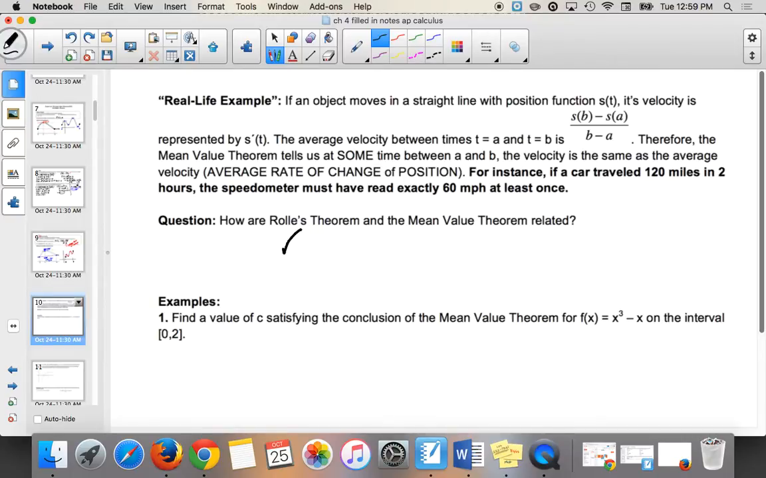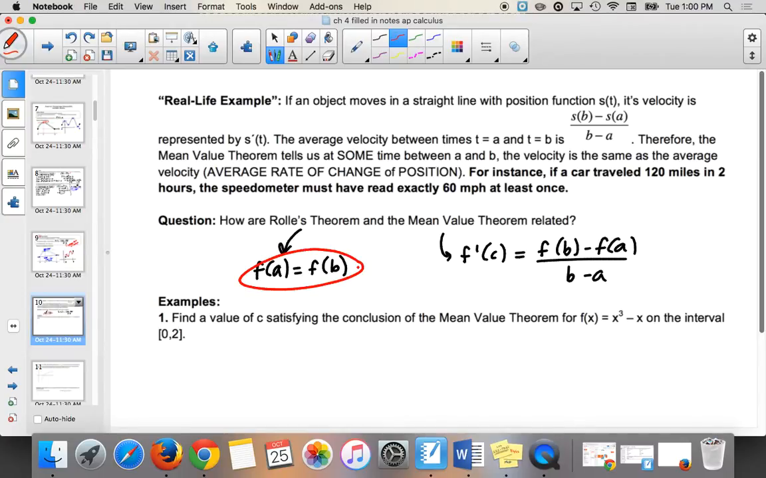So what was special about Rolle's theorem that we didn't have for the mean value theorem? f of a is equal to f of b. The mean value theorem says that f prime of c is equal to f of b minus f of a, all over b minus a. And what if f of a is equal to f of b? What does all of that become? 0. It becomes Rolle's theorem, right? It becomes f prime of c is equal to 0. That was Rolle's theorem.